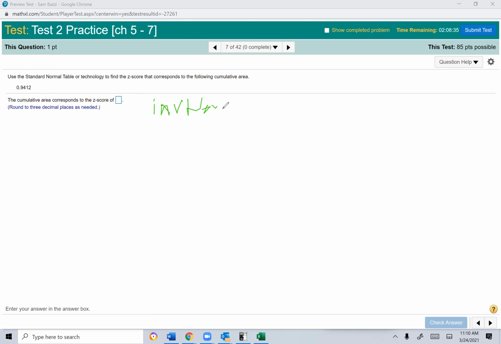I don't know why. I apologize. It's just annotation, you know, just in Zoom hasn't been working for me. So it will be inverse norm. Let me just go to the calculator right away.